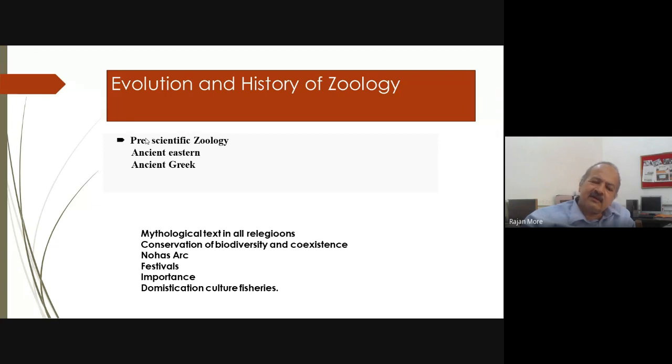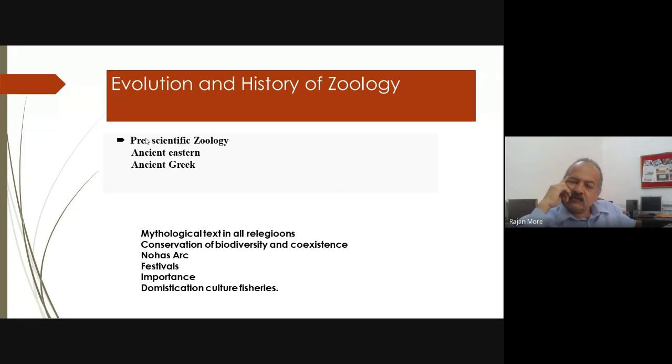And this is what is seen in the mythological texts of all religions. There is a reference to Noah's Ark related to all religions. Then we are having festivals. That is why I said we are in the middle of a festival. Now the fasting season is there. Then we'll be celebrating the Ganesh festival. Then the goddesses will be worshipped, and so on and so forth. So this was developed in the ancient Eastern culture and ancient Greek culture.